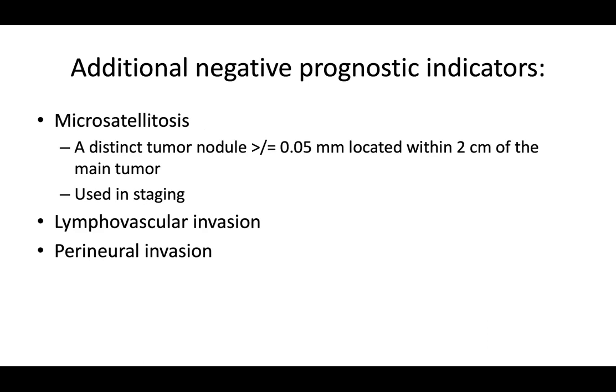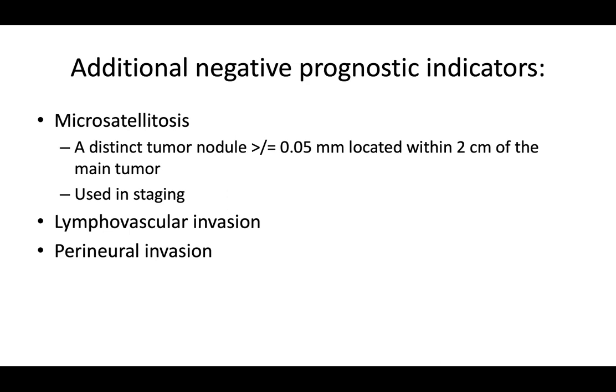Other additional negative prognostic indicators: the presence of microsatellitosis or satellitosis. It's usually a distinct tumor nodule that is located at least, but oftentimes greater than, 0.05 millimeters within 2 centimeters of the main tumor. So if it's greater than 0.05 millimeters of a collection of tumor cells and it's within 2 centimeters total of the main tumor, that's microsatellitosis.